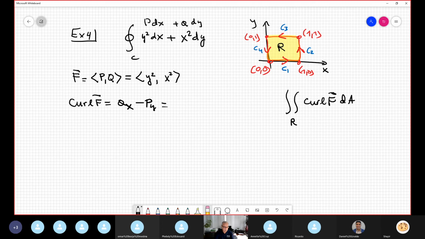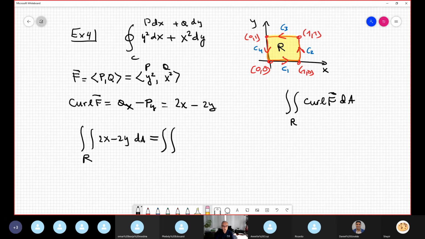Partial derivative of Q with respect to x. This is P, this is Q. It's 2x, no? 2x, minus partial derivative of P with respect to y. Okay, this is my curve. So basically, my double integral looks like that: 2x minus 2y dA. Okay.